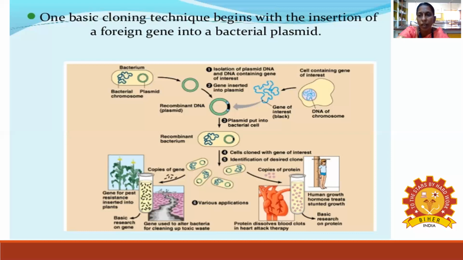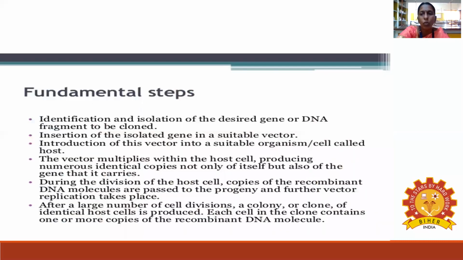After that, you have to extract the recombinant DNA. The plasmid with the DNA is called a recombinant DNA. The fundamental step is the identification and isolation of the desired gene or the DNA fragment to be cloned. That is the first point: identification and isolation.